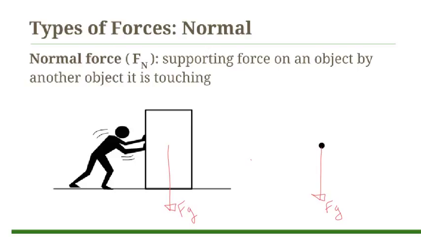I understand that, but you're going to be continuing to add to it. Okay. And then the normal force is the opposite of that force. And so it goes like this, and we call that the Fn.